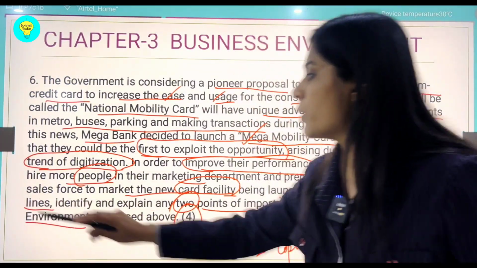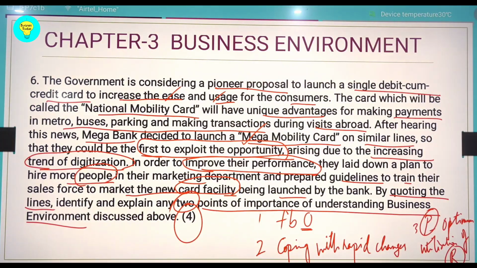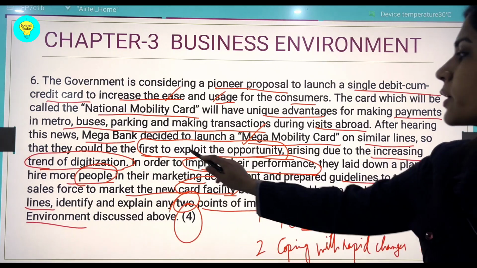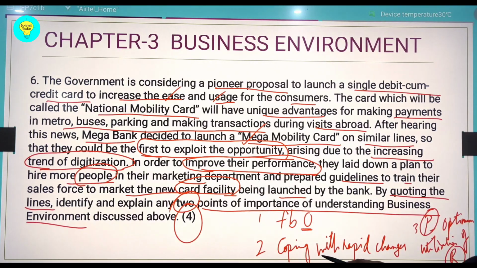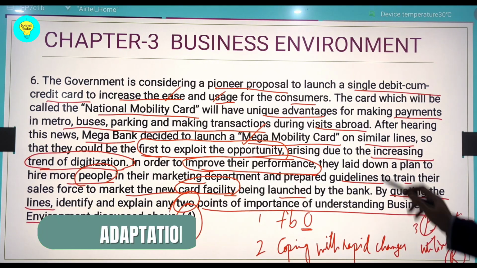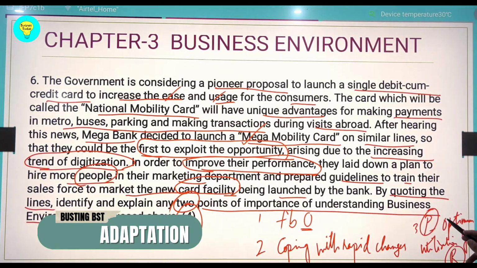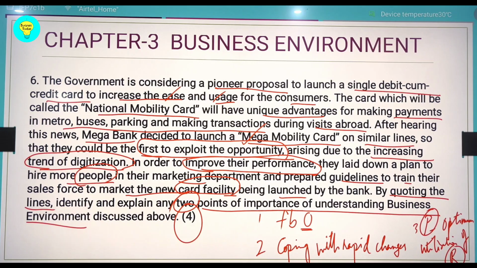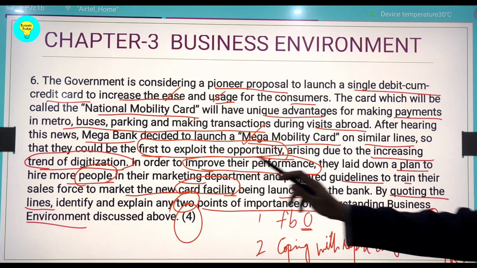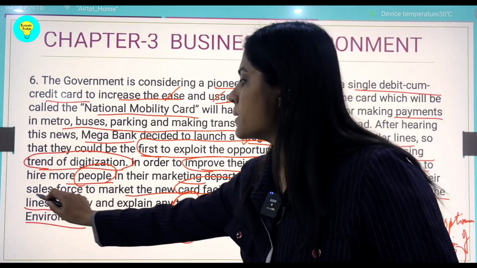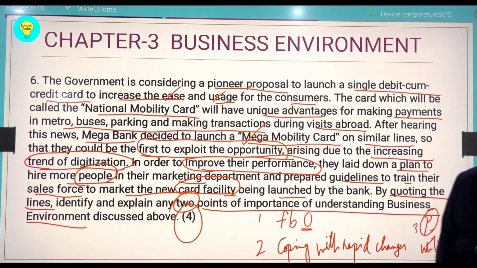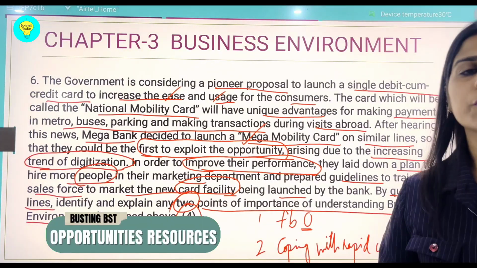Like, students, if you are saying the first mover benefit, you must quote these lines. First, to exploit the opportunity. If you are saying about coping with the rapid changes, you must say due to increasing trend of digitalization. Similarly, if you are talking about making optimum utilization of resources, you must talk that they laid down a plan to hire more people in marketing department and guidelines to train the sales force. All these lines can be utilized to ensure optimum utilization of available resources.